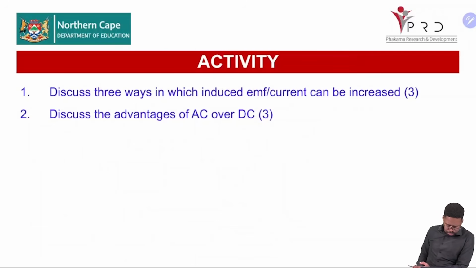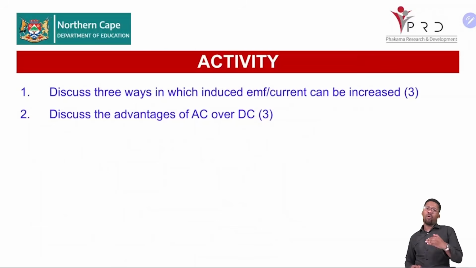The second question, discuss the advantages of AC over DC. And this is in the exam guideline. We must state the advantages of AC over DC. Number 1, it is easier and cheaper to convert AC to DC. Number 2, AC voltage can be stepped up or stepped down using transformers. And also we can transmit AC voltage over a long distance with minimal energy loss and low current.